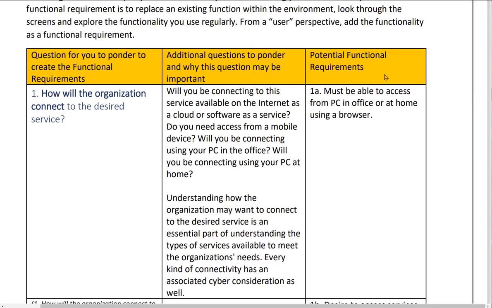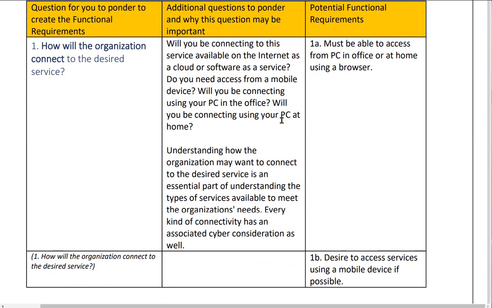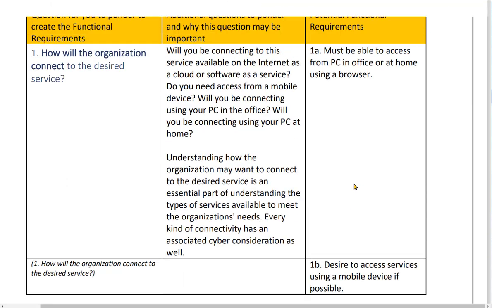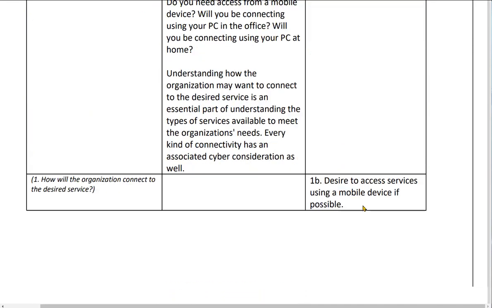So where do we get started? So here I'm going to list out, and again, find the URL within this video and download this document. But here are some key questions that I ask, and I give you some examples here of why you should ponder that question, and here are the functional requirements. So the first question is, how will the organization connect to that desired service? Is it cloud? Is it local? Does it require a PC or a home, or is it mobile? Those type of things. And here you have the second, a suggested desire to access services using a mobile device if possible. These are functional requirements right here, these over in this column.